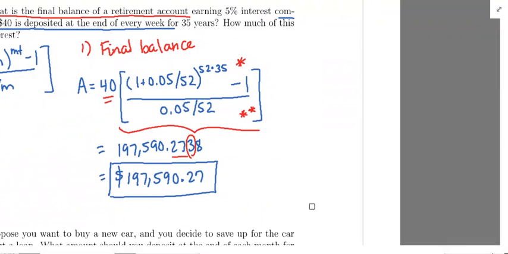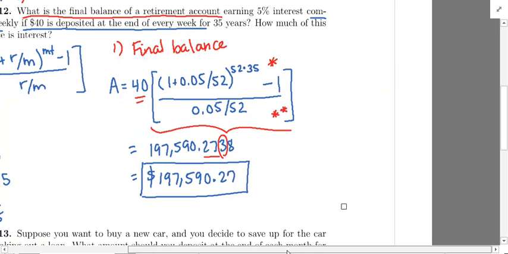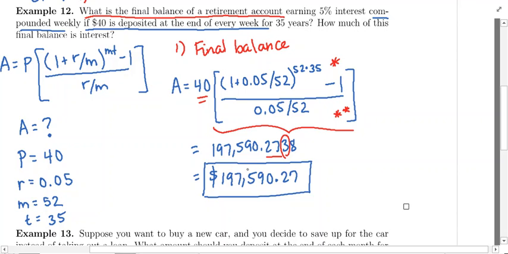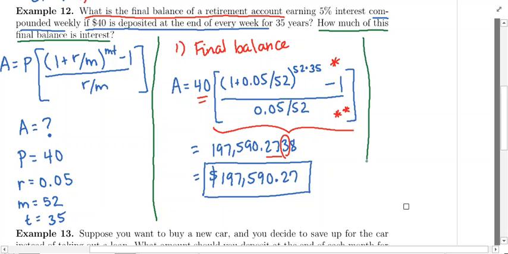All right, so now let's take a look. There is another part to the question, so don't forget about that. Not only did it ask for the final balance, but if you read the very last part, it asked how much of this final balance is interest. So I'm going to go out to the side. Let me put a little partition here so we don't get confused. That's going to be the second part of our question. How much of this final balance is interest?